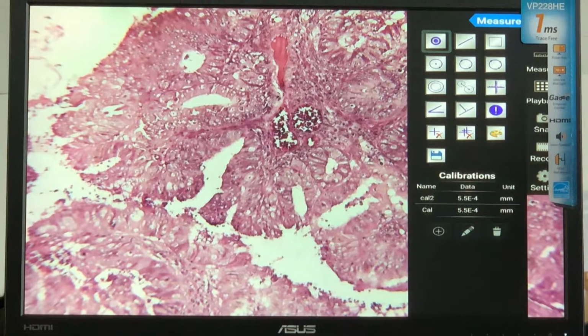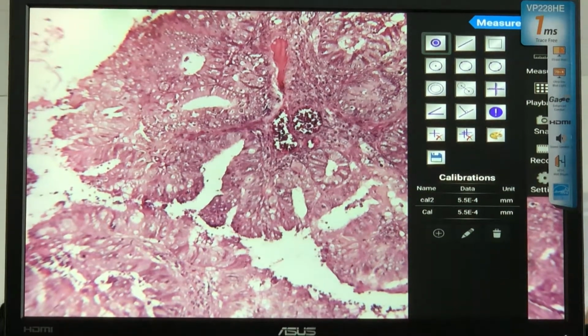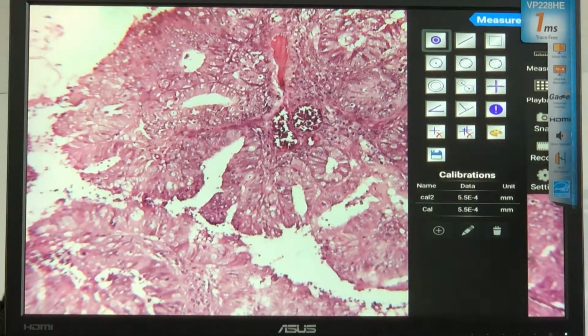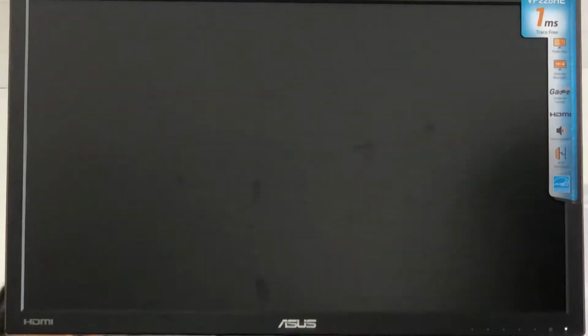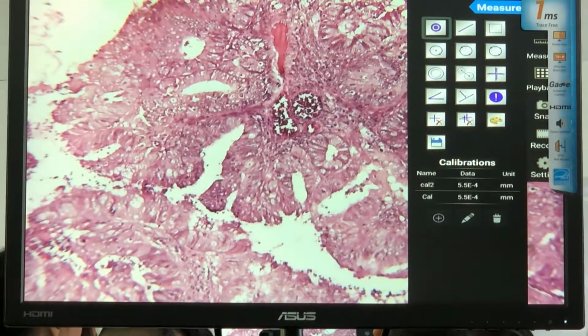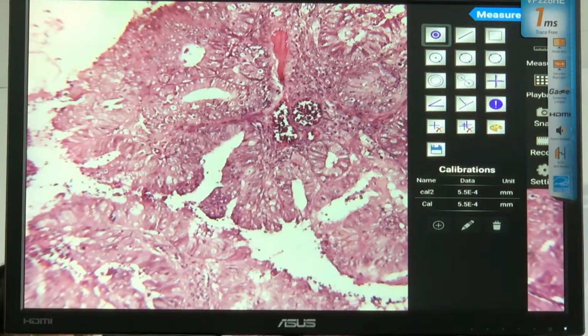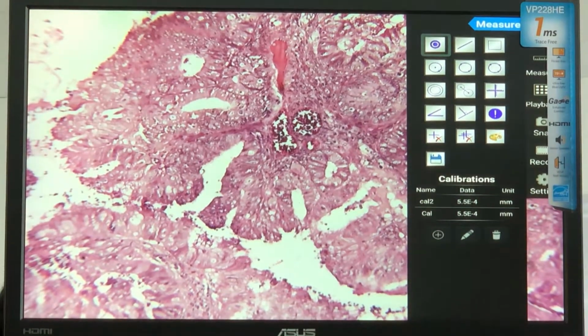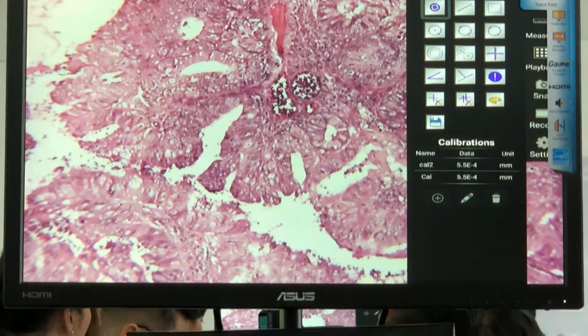So pseudostratified columnar or simple columnar. So what is that? Simple, pseudostratified? Simple. Okay. But this one, does this look like a simple columnar epithelium? If this is the endometrial gland, would you believe me?